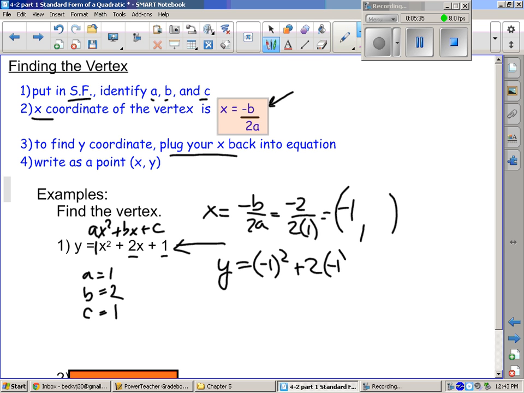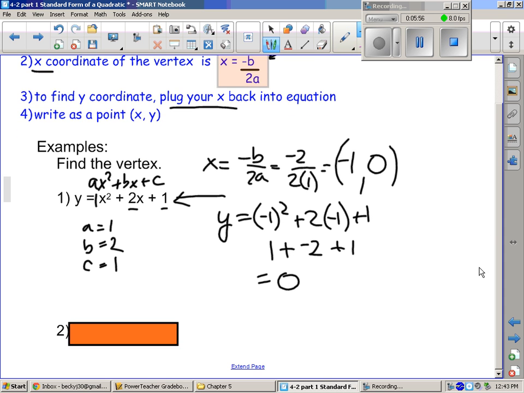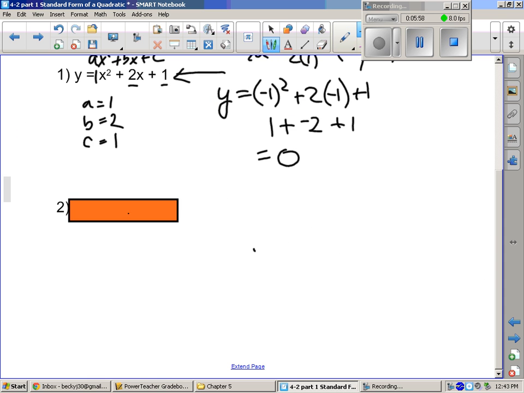And 2 times negative 1, and then plus 1. Work it out. Negative 1 squared is 1. Negative 1 times 2 is negative 2. And 1. Put all that together, and I get nothing. All that for nothing. So negative 1, 0 is the vertex. And one more example here.